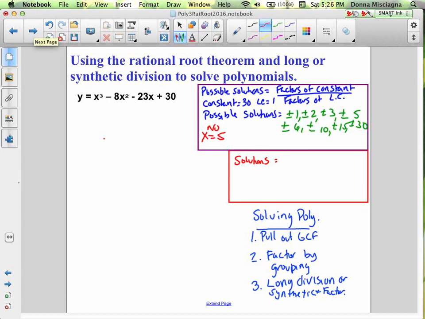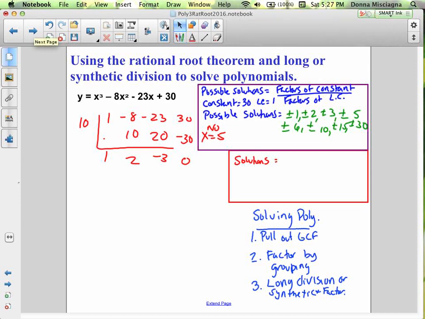How about 10? Let's try 10. All right, so we have 10 and 1, -8, -23, 30. Bring down the 1. 1 times 10 is 10. Add, we get 2. 2 times 10 is 20. Add, we get -3. -3 times 10 is -30. And we've got it. All right, and then we'll factor the rest.